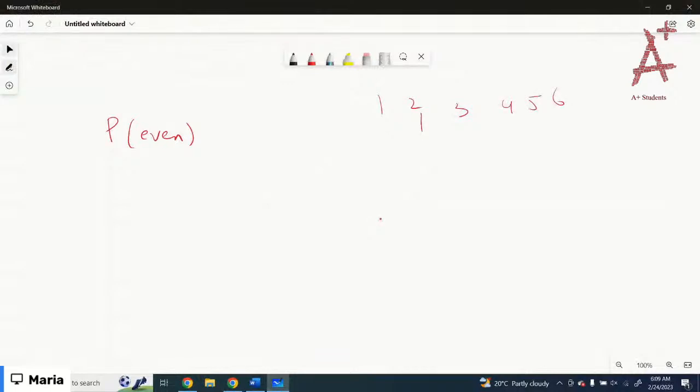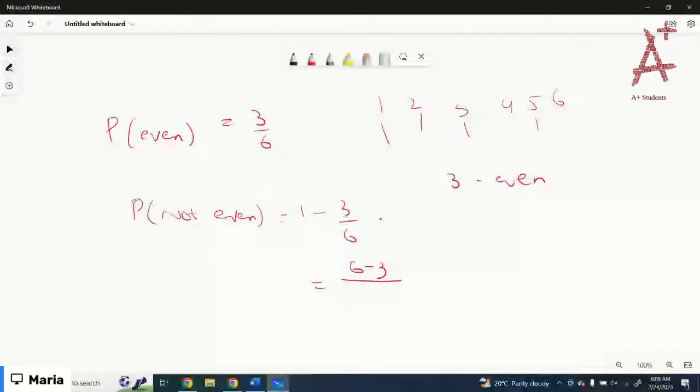2, 4, 6. And 1, 3, and 5 are the odd ones. 3 of the numbers are even. Got it? So the probability of even is 3 over 6. You have to calculate the probability of not even. So 1 minus 3 over 6. So it is 6 minus 3 over 6, which is 3 over 6.